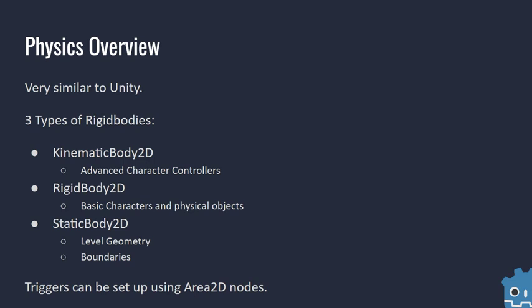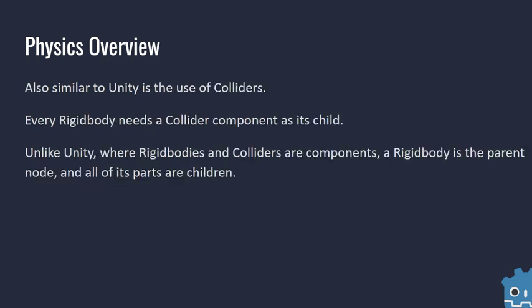And then in Unity, you can set a collider to act as a trigger. You can do the same thing in Godot with something called Area 2D, which we will get into eventually. And that's basically what we just talked about.